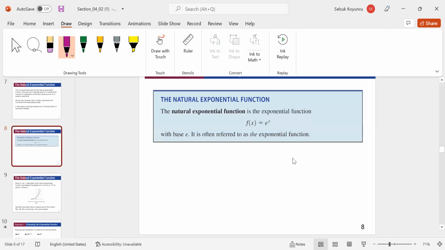Now let's define precisely what the natural exponential function is. The natural exponential function is a special type of exponential function with the base e, defined as f of x equals e to the x, where e is called the base of the function.